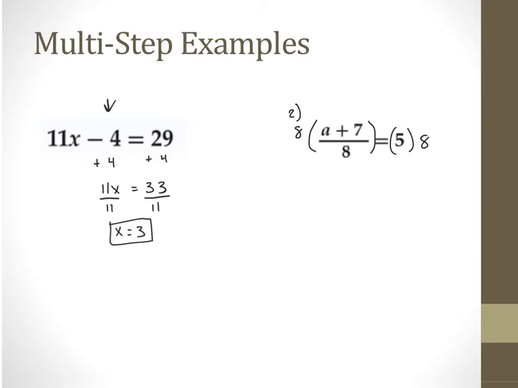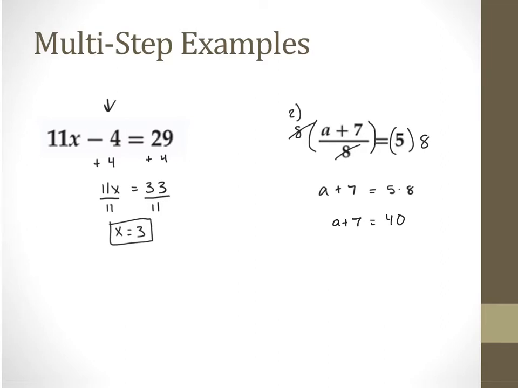What this does is this gets rid of the denominator, so the 8's will go away, and you're left with the numerator. So a plus 7 is equal to 5 times 8. Okay. Now we're going to simplify the right side of the equation. And I know I'm showing a lot of the in-between steps. You don't have to do all these little bitty in-between steps, but I'm showing them to you so that you can easily follow the whole process.